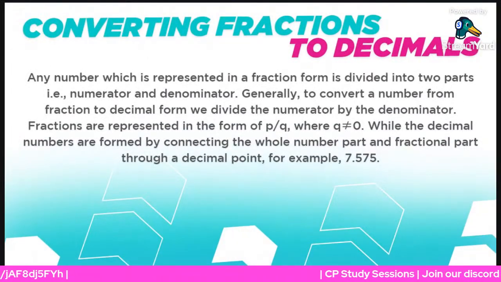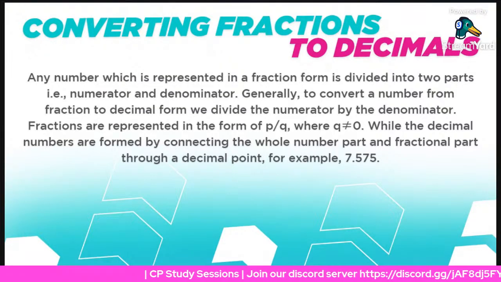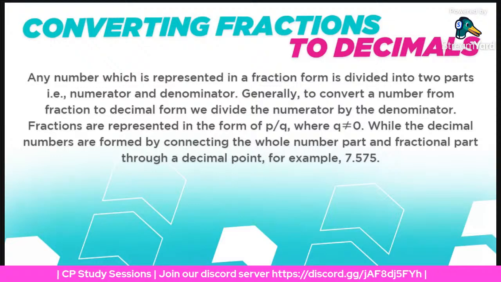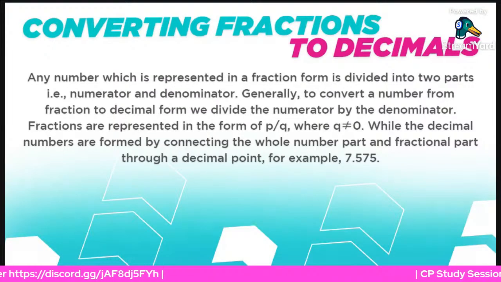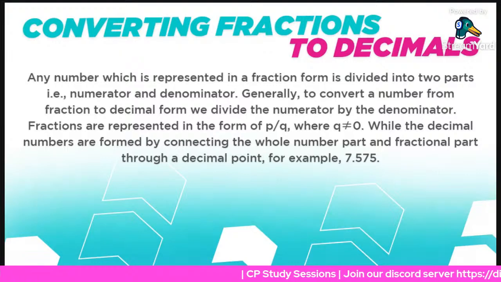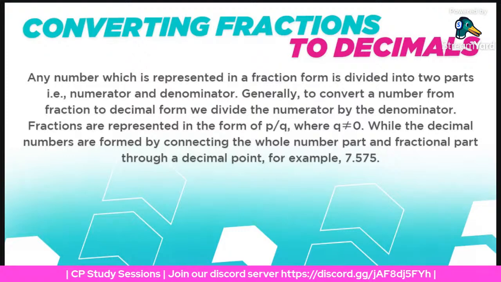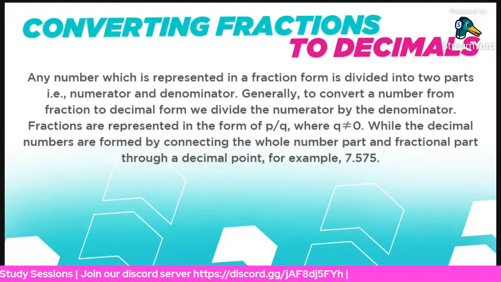So any number which is represented in the fraction form is divided into two parts, the numerator and the denominator. So generally speaking, to convert a number from fraction to a decimal, we divide the numerator by the denominator. So fractions are represented in the form of p over q, right? Where q is not equal to 0. Where the decimal numbers are formed by connecting the whole number part and fractional part to a decimal point, for example, 7.575.